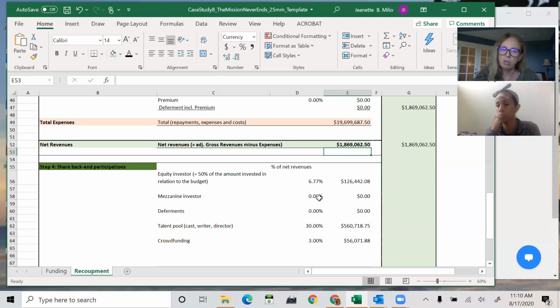So the mezzanine lender didn't get anything, I don't think. There was no deferment. Hold on, did the mezzanine have a profit participation? No, I don't think so. Does it say? I think it just had an interest, right? Didn't have profit, no? No back end is charged, no interest is charged. Perfect. So it's zero. Now each of the talent has 10%, so altogether they have 30%. So they're getting 30% of the net revenues, which is this. The crowdfunder, I believe, was having 3%, so I'm putting that in here, which is 3% of the net revenues.